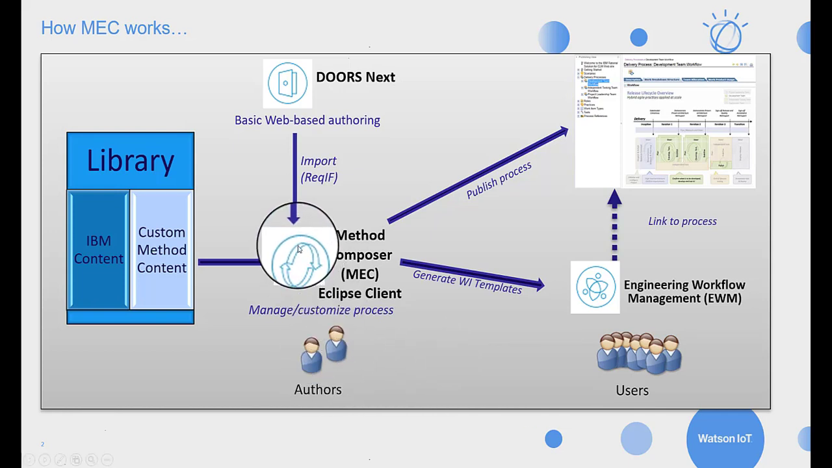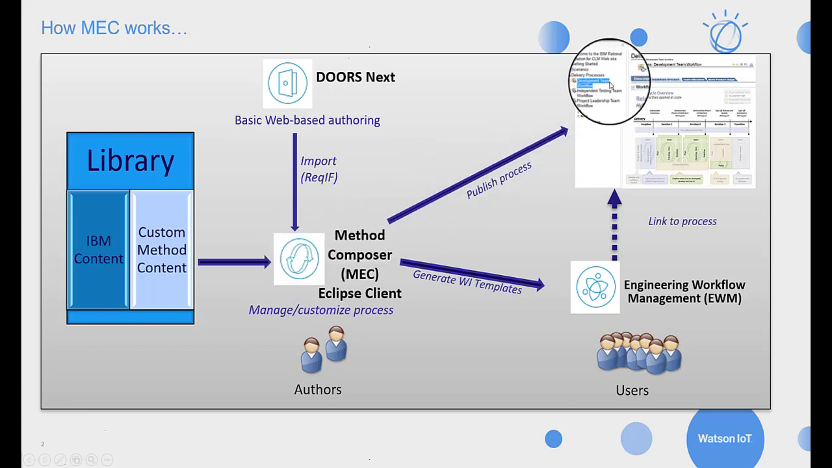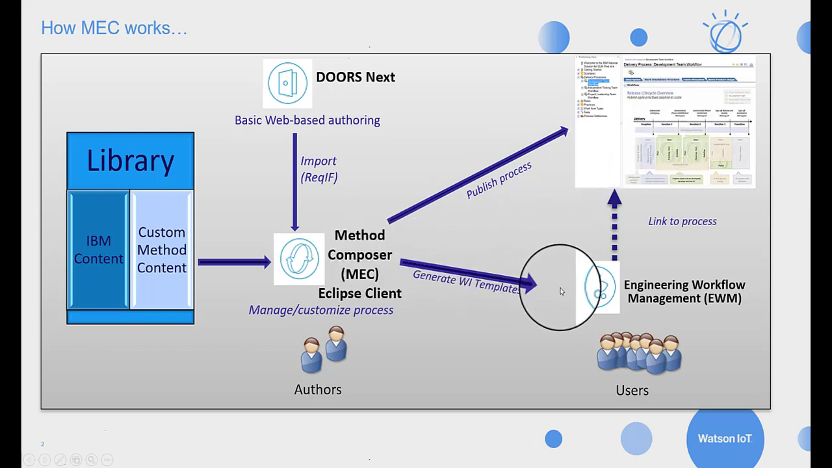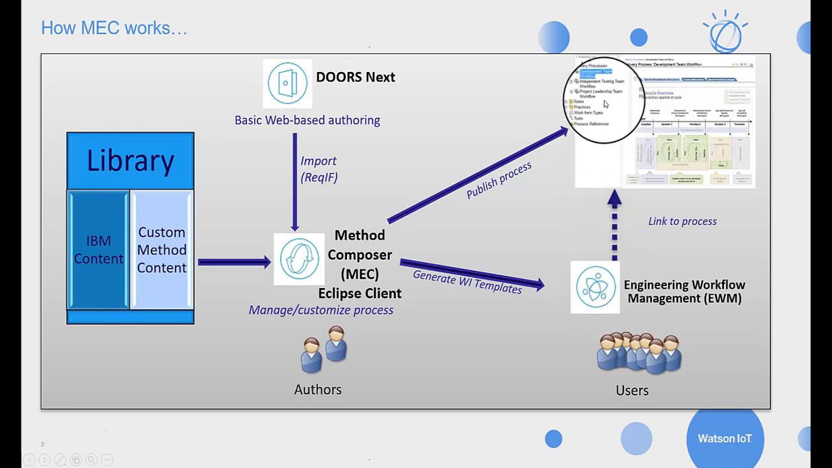So we have Method Composer. It's an Eclipse client used to author methods. And normally we publish a process website, which we see at the top right. However, we can also generate work item templates for engineering workflow management. And any work items that you create with engineering workflow management contain links to that process website. So I'm going to be demonstrating that.